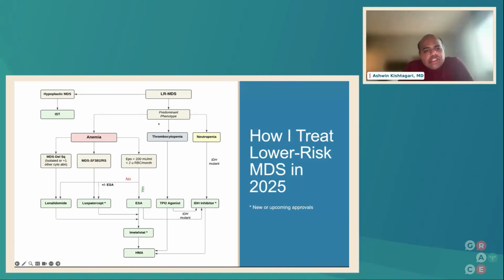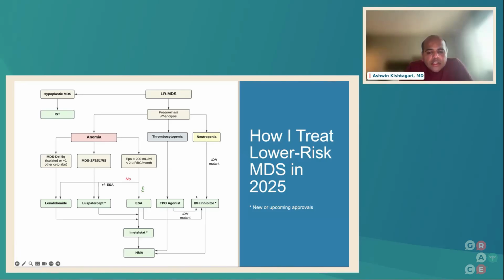And as I mentioned, the majority of the treatment decisions we make in low risk MDS are based on the blood count abnormalities. So if they have low platelets, then we go with a TPO agonist. There are two agents. One is called romiplostim, the other is called eltrombopag. And if they have low neutrophil counts, then we choose based on the genomic abnormalities they have.